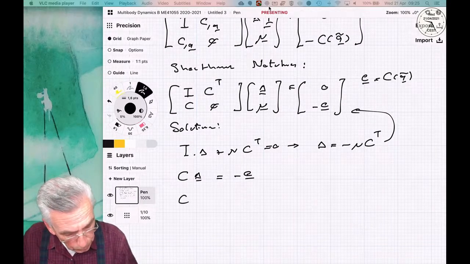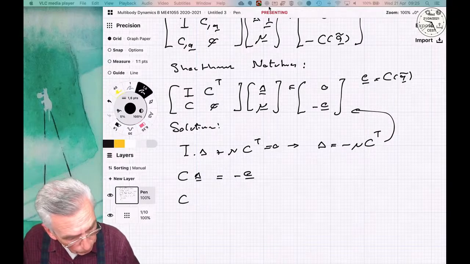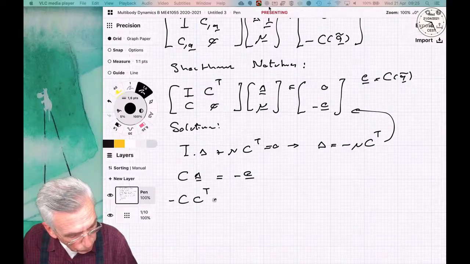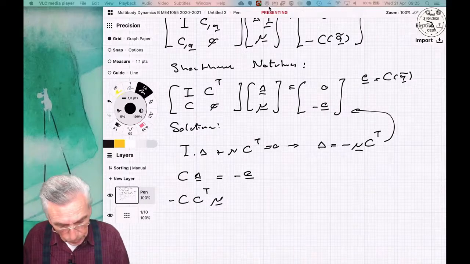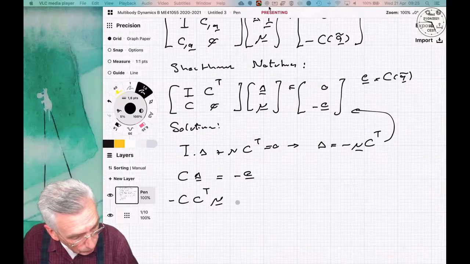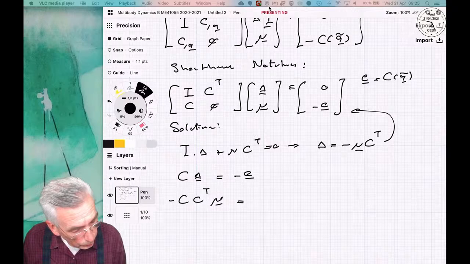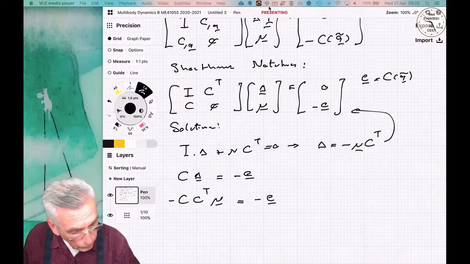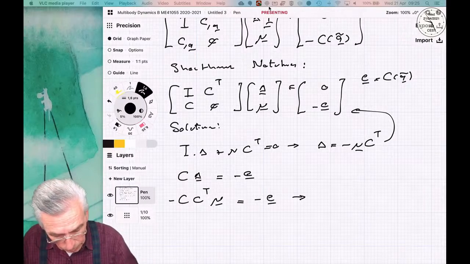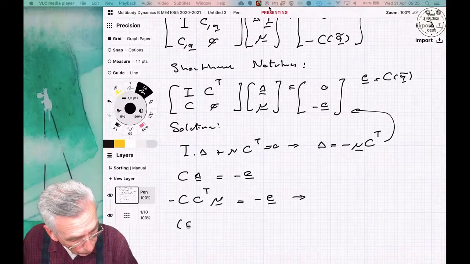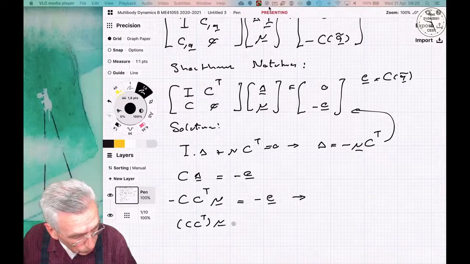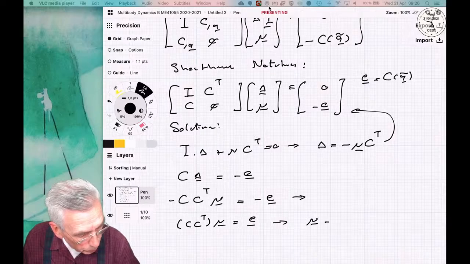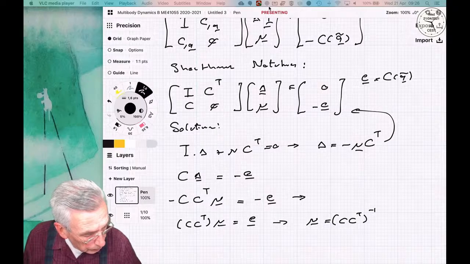So then put that in, so C times minus C transpose times this mu, that was a vector of course, right? Equals minus E, right? And I can solve that then. I can say, so I have a matrix, C C transpose, times mu equals minus E, and then the solution to that is of course mu is this C times C transpose to the power minus 1 times E.